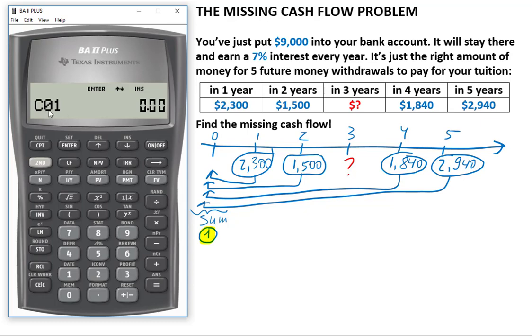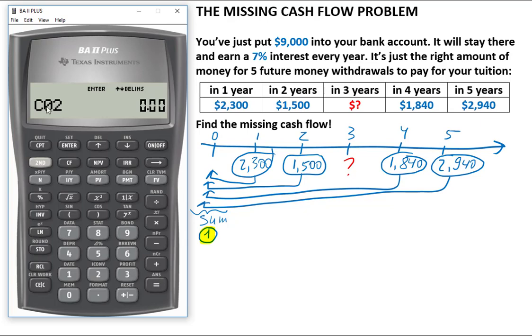The display shows C01 equals $0. We want to change it to $2,300 because C01 means the first cash flow in the future. You press 2,300, enter, down. F01 equals 1. F means frequency of the first cash flow in the future, which is $2,300. What is its frequency? It means how many times do we have it consecutively? Only once, so we leave the frequency at 1. You press the down arrow key again.